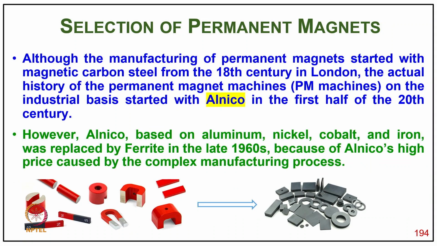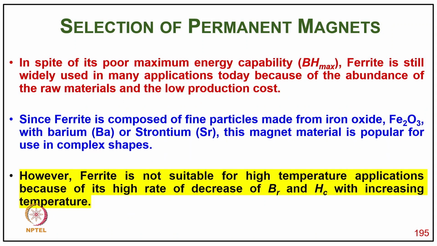And although manufacturing of permanent magnets started with magnetic carbon steel in the 18th century in London, the actual history of permanent magnet machines, PM machines, on an individual basis started with Alnico in the first half of the 20th century. Alnico, based on aluminum, nickel, cobalt and iron, was replaced by ferrite in the late 1960s because Alnico has a high price caused by the complex manufacturing process. And in spite of its poor maximum energy density BHmax, ferrite is still widely used in many applications today because of the abundance of raw material and the low production cost.